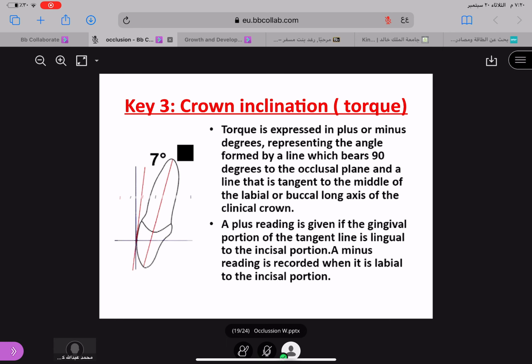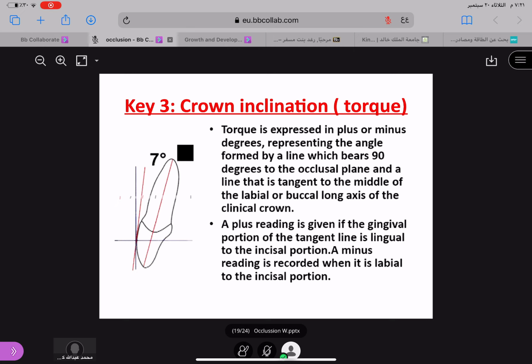The third key is crown inclination, which is considered as a buccolingual angulation or buccolingual inclination, which is also known as torque. So, crown angulation, the second key, was mesiodistal. The third one is crown inclination, that is torque. Torque is expressed as plus or minus. Here, you see the long axis of the tooth, buccally and lingually. A plus reading is given if the gingival portion of the tangent line is lingual to the incisal portion. A minus reading is given or recorded when it is labial to the incisal portion.